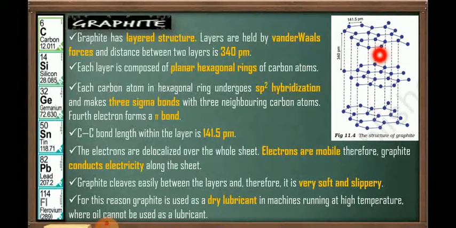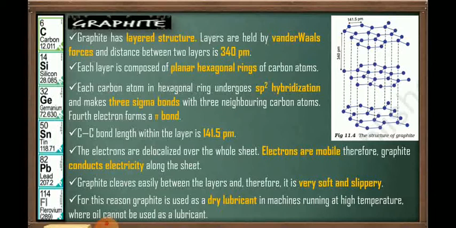Bonds are very strong. Due to the breaking of these layers, graphite is said to be softer, and it is slippery in nature. Because of this reason, graphite is used as a dry lubricant in the automobile industry, in machines which are running at a higher temperature. Graphite acts as a lubricant due to its slippery nature. This is about the properties of graphite.